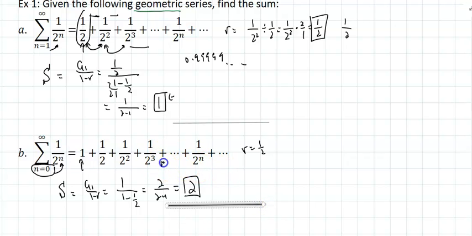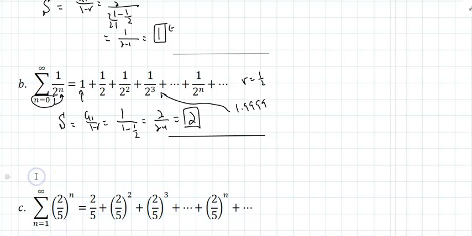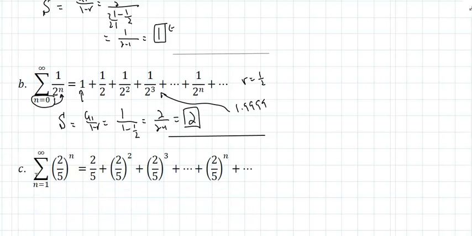If you add the first 20 terms, you'll notice you'll get 1.9999. You will never get to 2 unless you run all the way to infinity.